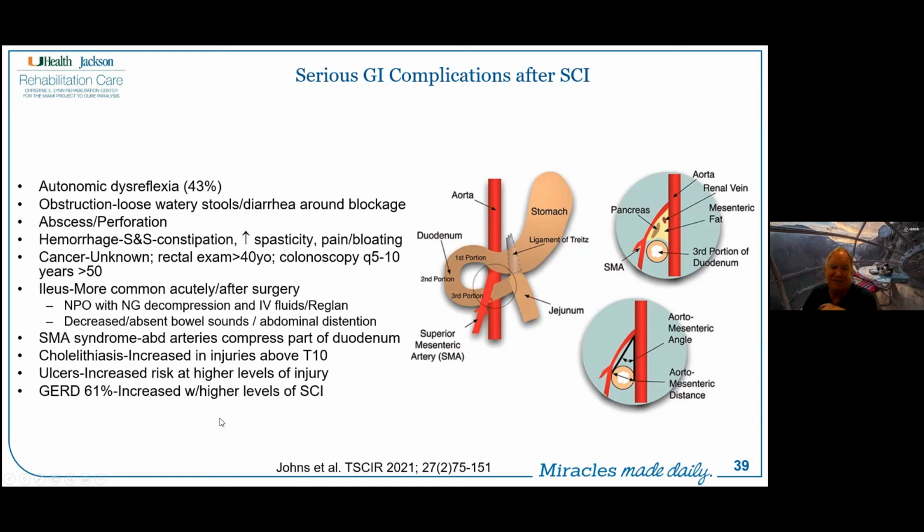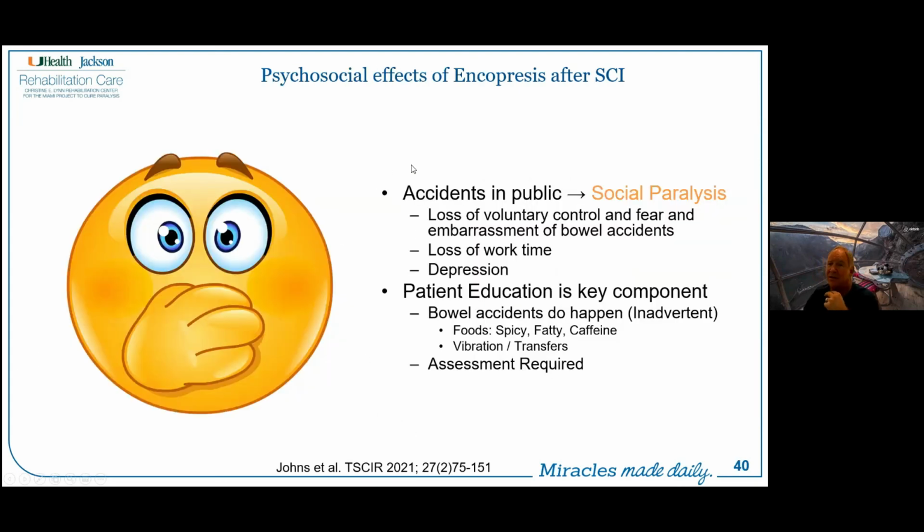Our folks generally have an increased risk of ulcers, cholelithiasis, and GERD as well after spinal cord injury. And then finally, we worry about incontinence leading to social paralysis. We want to, as much as possible, prevent encopresis. Obviously, if we can do that, then we can get people back participating in work and normal activities. Education, education, education, and then assessment is required.